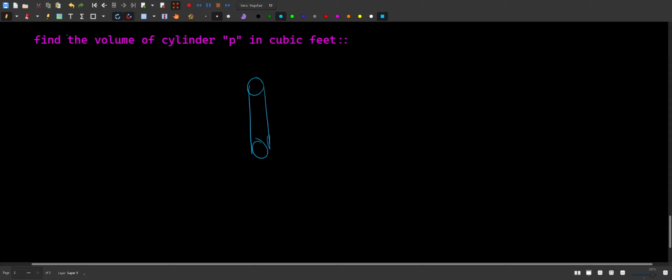And then they might label it with inches. So there you go.